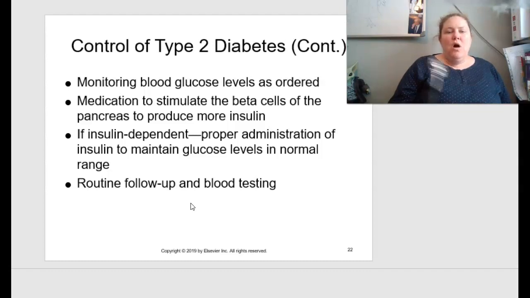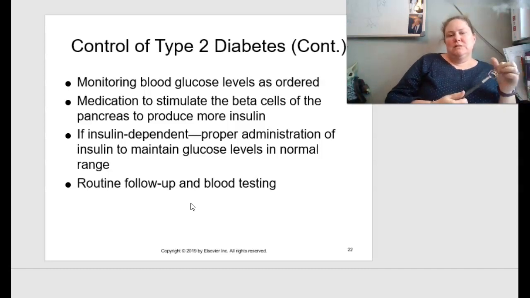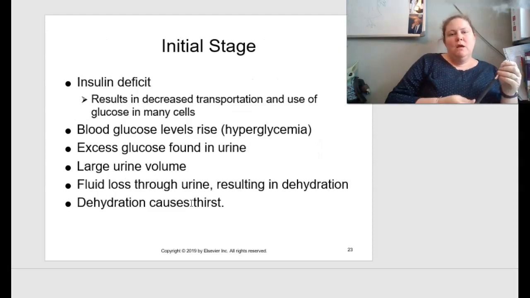If you are insulin dependent, then you have to know how to properly administer insulin to maintain those levels of glucose in the normal range. Because if you dose wrong, you can cause death, right? So you need to be able to not overdose insulin or underdose it, because it can be pretty dangerous. And then you also have to have routine follow-ups and blood testing.